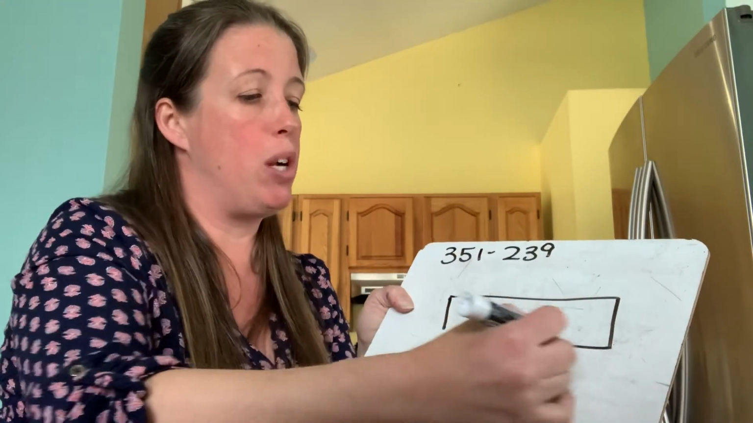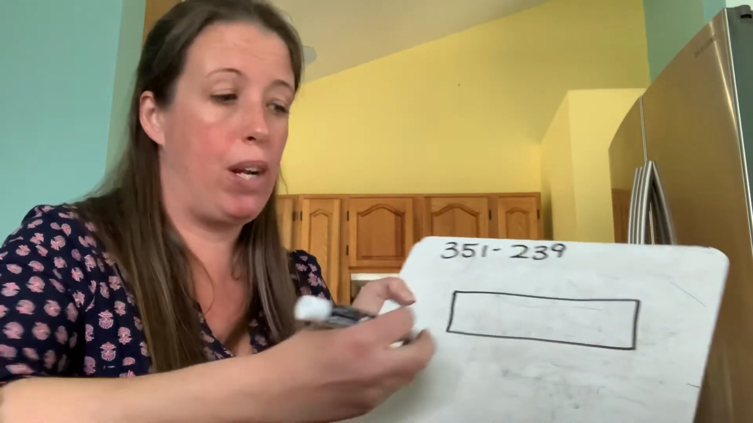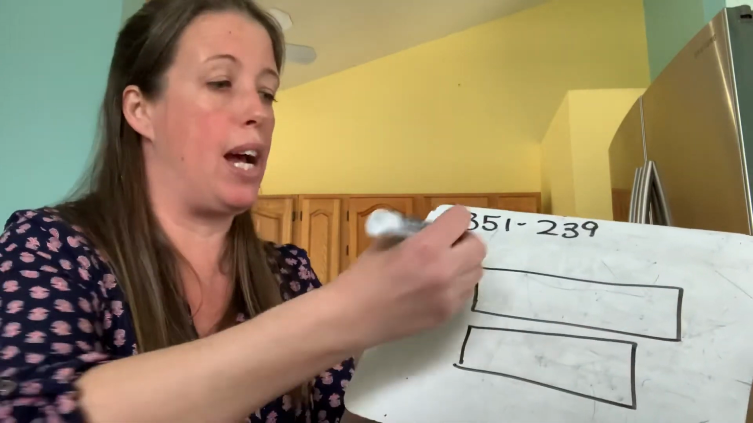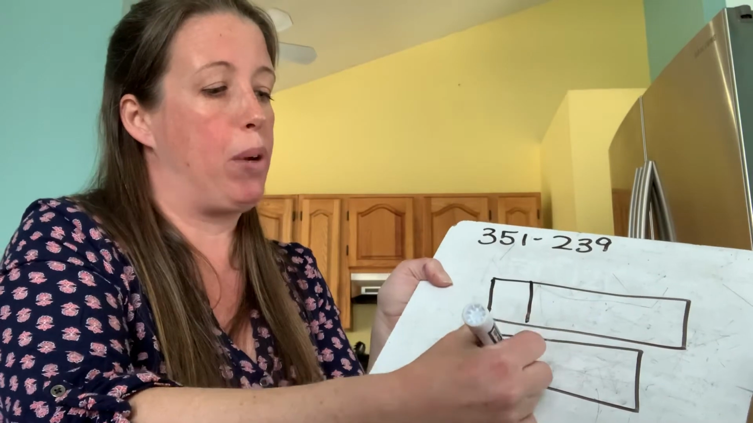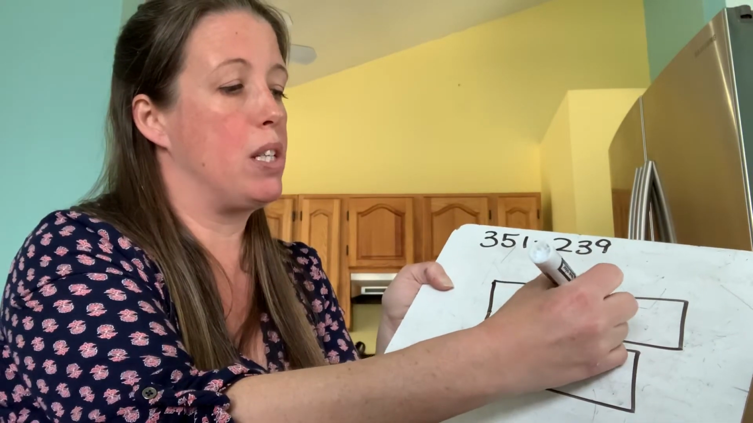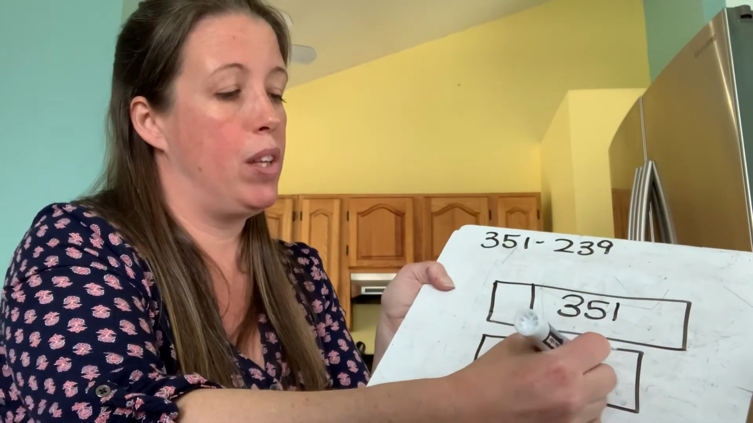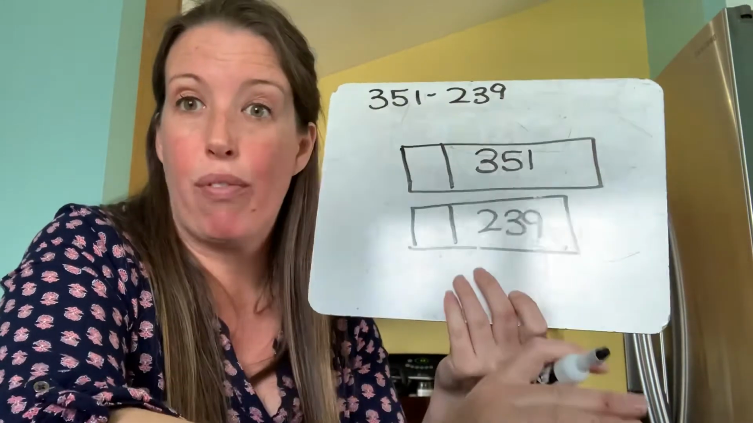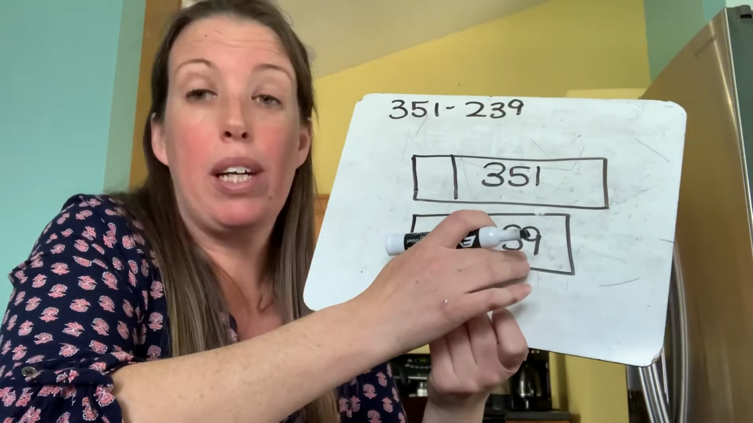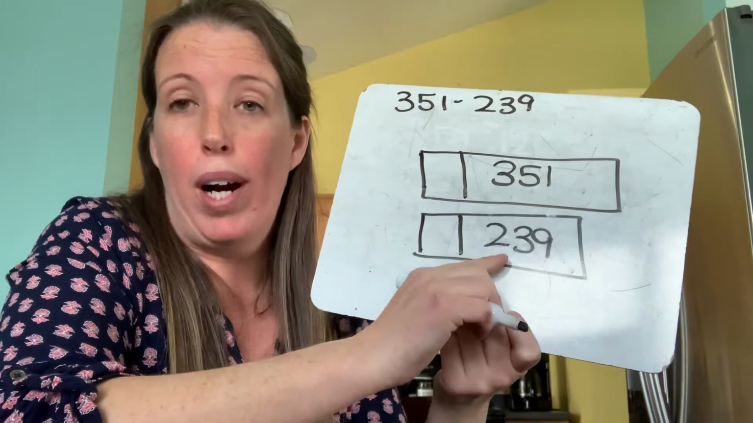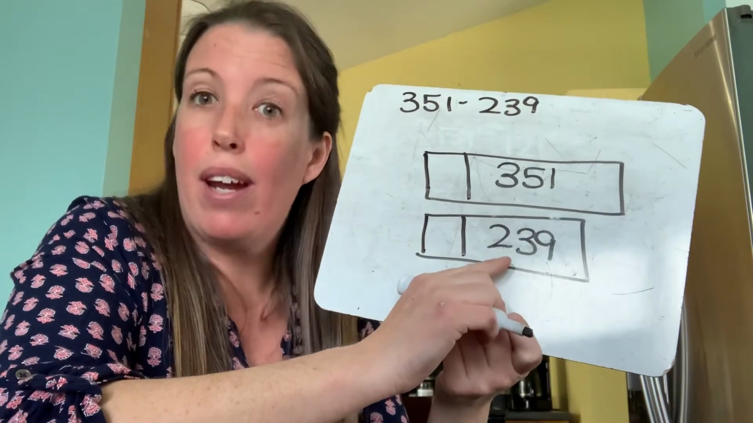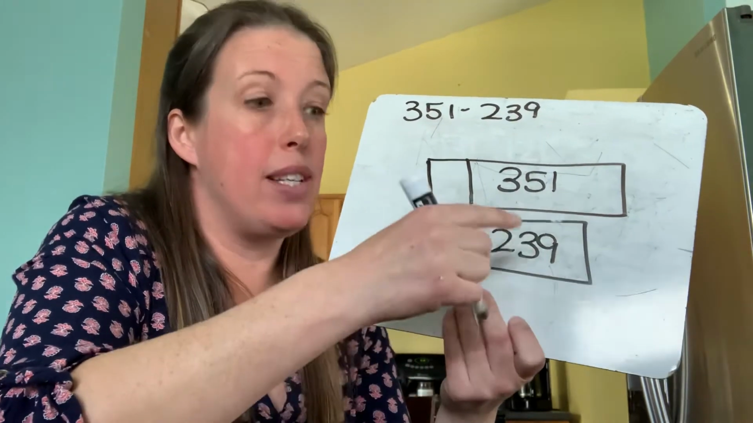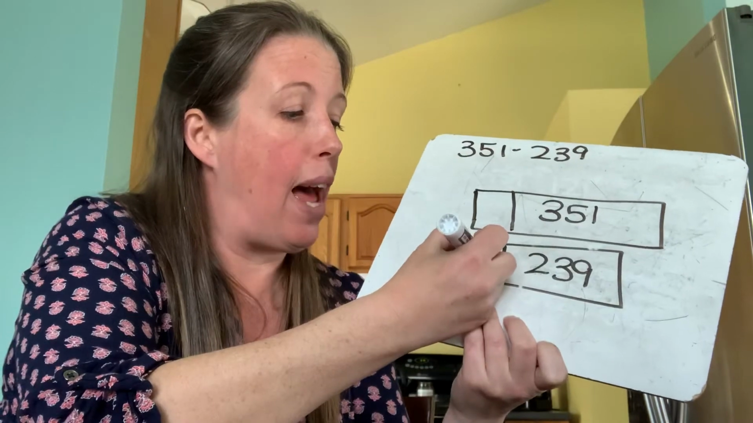351 is my larger number, so I'm going to make that bar my large bar, and then I'm going to take away 239. So I'm going to write those numbers in my bars. Now I want to bring this 239 to a nice friendly number. So I could bring it to 240 by adding 1, but I know that I could even bring it to 250 by adding a 1 and then a 10, which would be 11. So I'm going to try that.